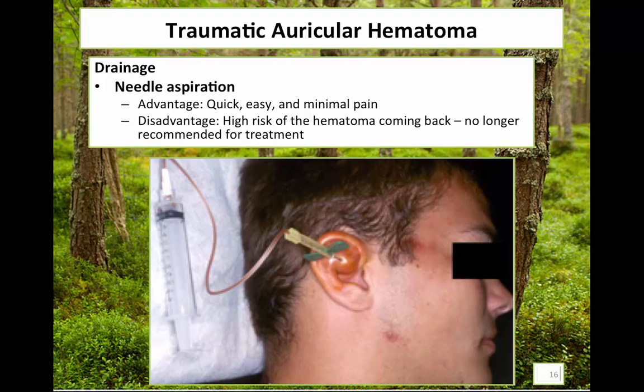Should you need to perform this, you would use an 18 or 20 gauge needle, which, the higher the needle gauge, the smaller the needle.